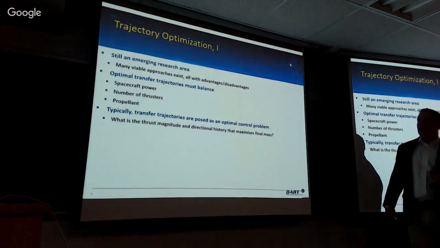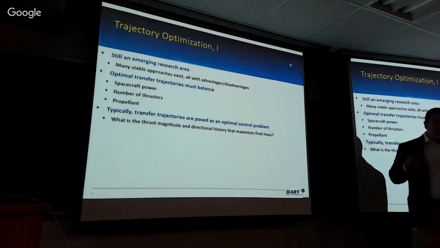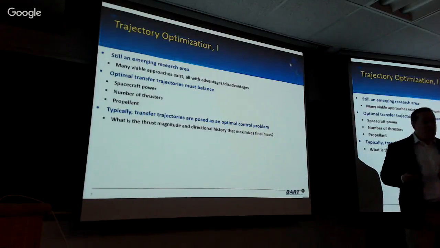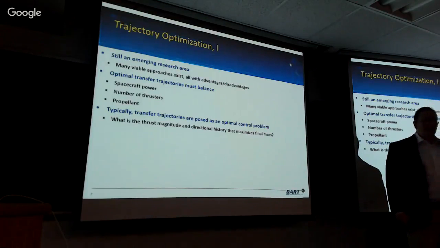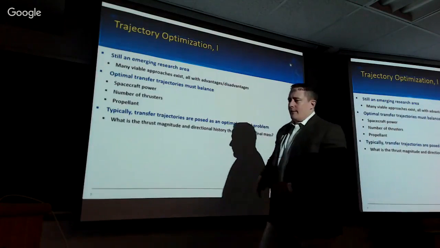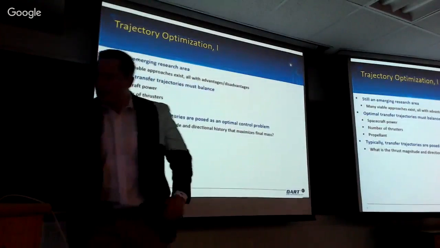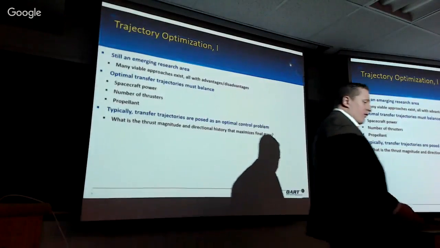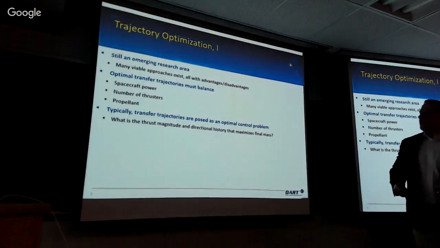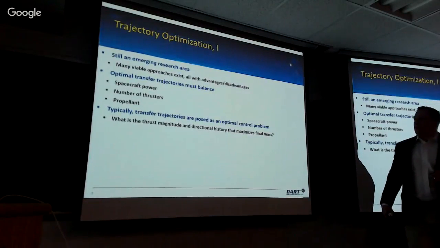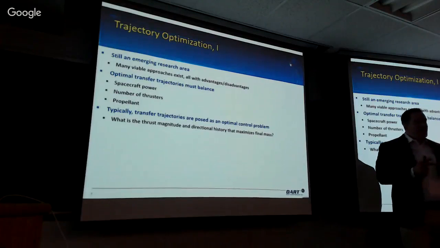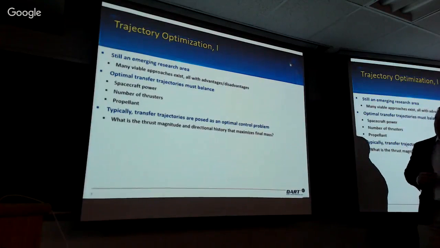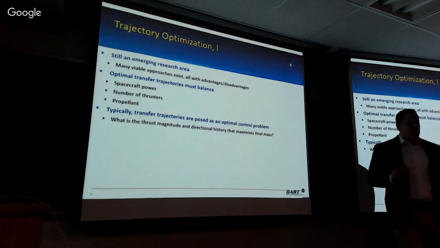So in terms of designing the trajectories, the research has been around for a while. There's no perfect solution to how to do these things, and it's really dynamically dependent on the regimes that you're attacking. So you have to balance spacecraft power, number of thrusters, and propellant to design the optimal spacecraft. Usually you frame all of this in the context of an optimal control problem.